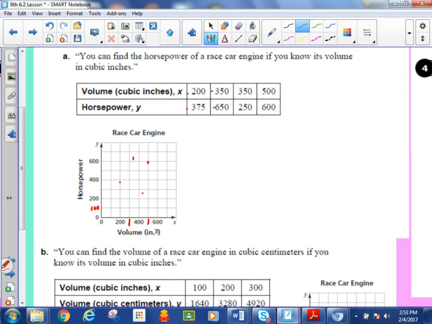Okay, did we end up with a line? No, we ended up with kind of points all over the place. So in this situation, can you find the horsepower of a race car? No, in order for us to determine that, we would have to have a pattern. So this would be a no, or a false statement. However you want to go through and answer that. Okay, so let's go ahead and look at B.